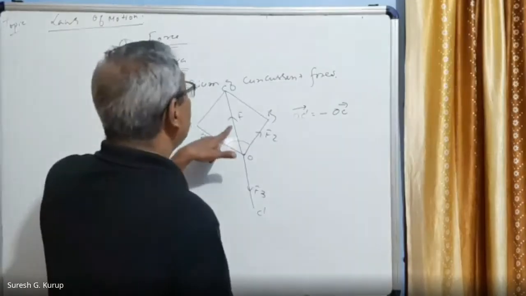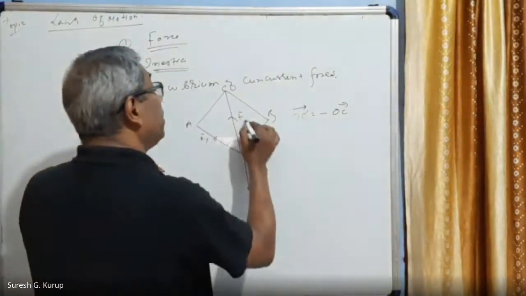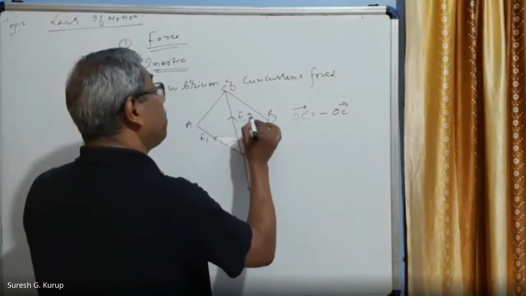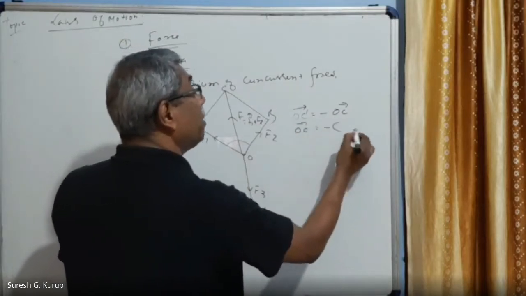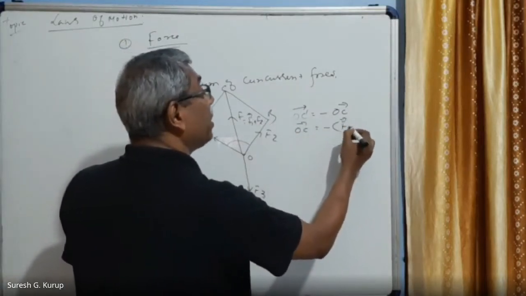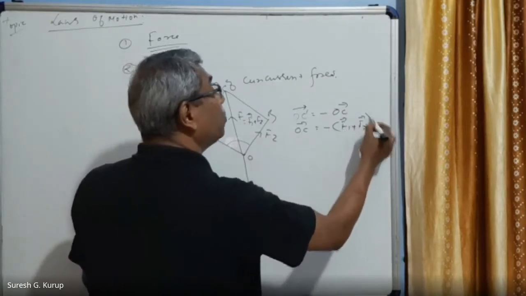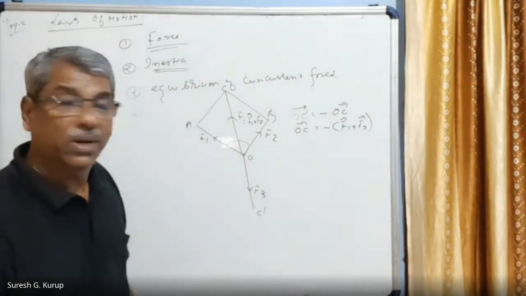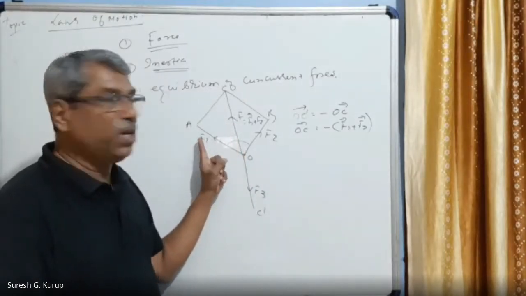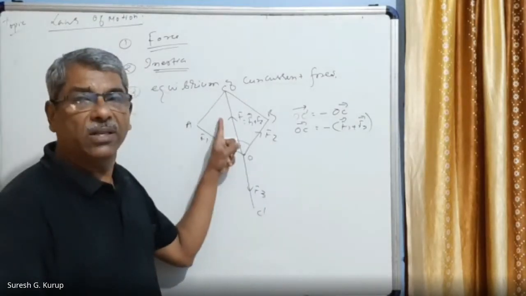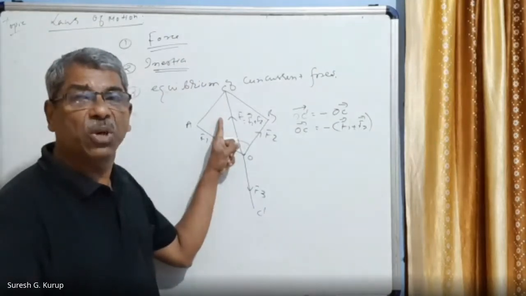Right? Okay. What is F1? F is equal to vector F1 plus vector F2. That is, vector OC dash is equal to minus of vector F1 plus F2. So the resultant vector, if this is P and this is Q and this is R, resultant vector R is equal to vector P plus vector Q.